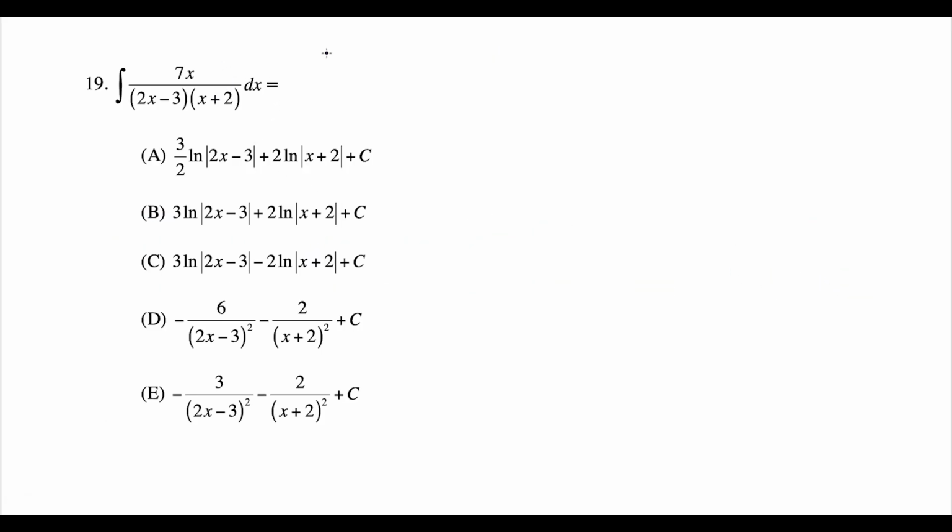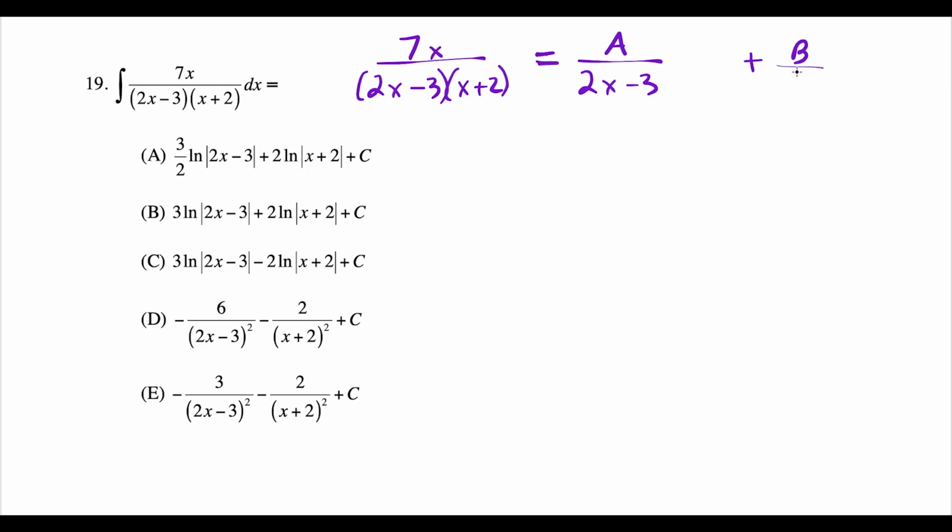So question 19 is very, very, very tedious. What you have to do here is partial fraction decomposition. So you take the integrand, which is a complicated expression, and we're going to break it into two simpler fractions. And we don't know what the numerator is, so that's why we're going to say A over the first factor, 2x minus 3, plus B over the second factor, x plus 2.